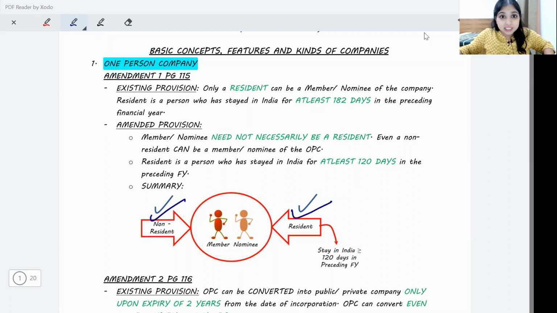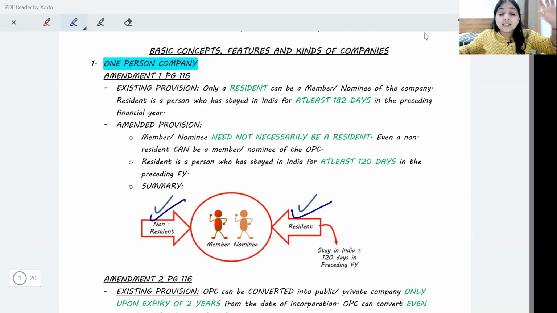So as per the latest provision, for the member and nominee of a one-person company, it is not necessary that they should be a resident. They may be a resident, they may not be a resident, doesn't matter. Both can be appointed as member and nominee. Even a resident can be appointed, even a non-resident can be appointed. Are we clear? And one more point, guys.